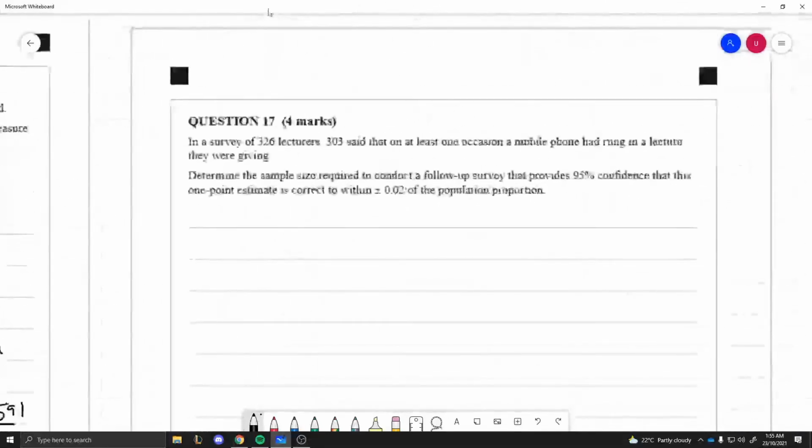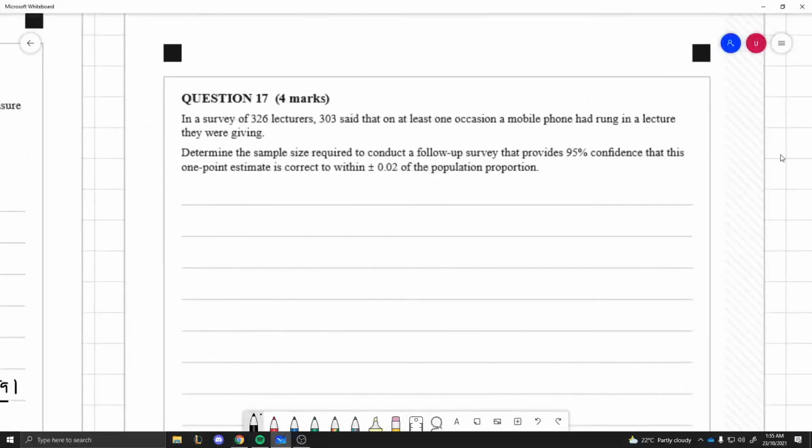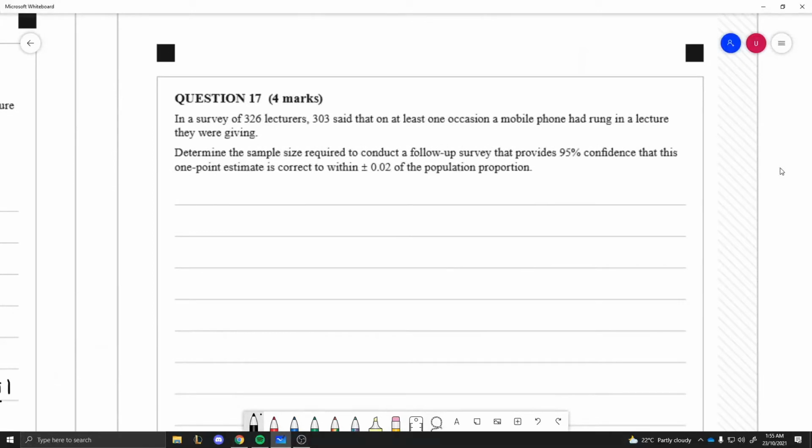There's also 4 marks. So this says, in a survey of 326 lecturers, 303 said that on at least one occasion, a mobile phone has rung in a lecture they were giving. Determine the sample size required to conduct a follow-up survey that provides a 95% confidence that this point estimate is correct within 0.02 of the population proportion.